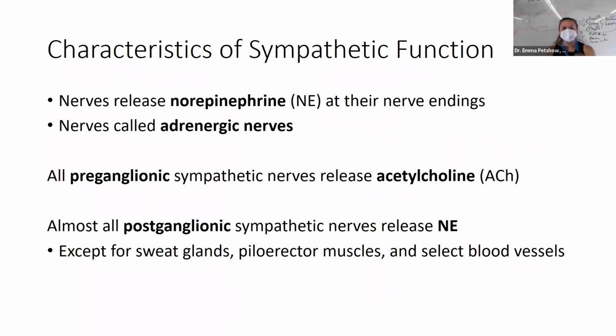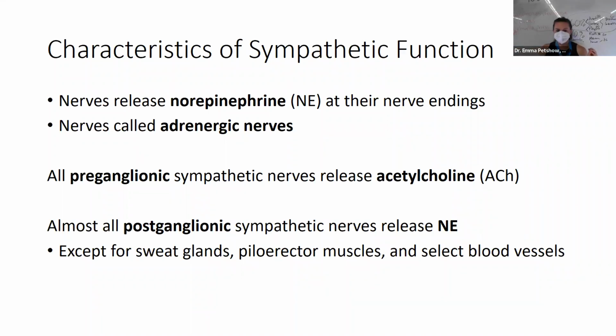So some characteristics then of sympathetic function. Our nerves in the sympathetic nervous system are going to be releasing norepinephrine at their nerve endings. Nerves are then called adrenergic nerves. So sympathetic adrenergic nerves, nerves again being in peripheral nervous system, release norepinephrine at the end. But all preganglionic sympathetic nerves release acetylcholine. This is for the sympathetic and parasympathetic system.